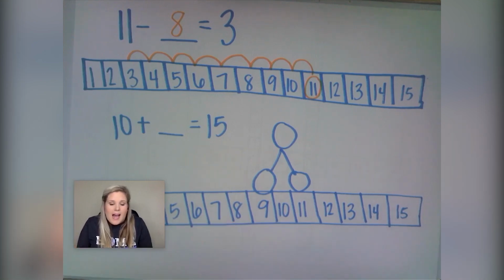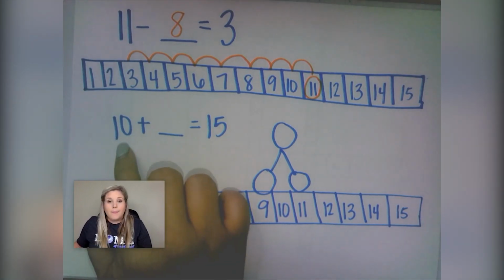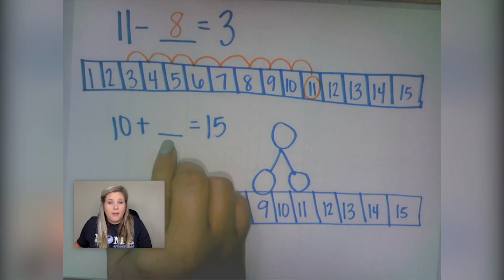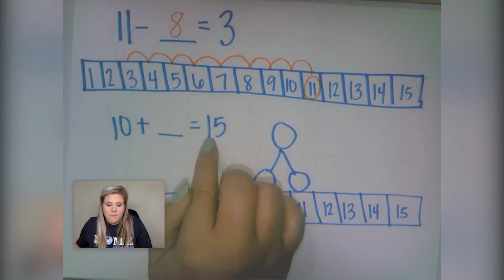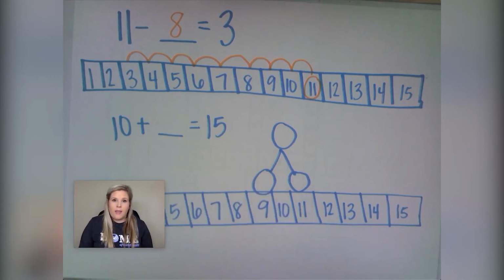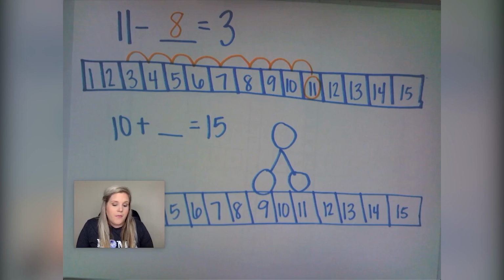All right, I am going to read the problem out loud that has a missing number. It's our job to discover what that missing number is. 10 plus some number equals 15. We know that our first addend is the number 10. Where should we write 10 on our number bond?